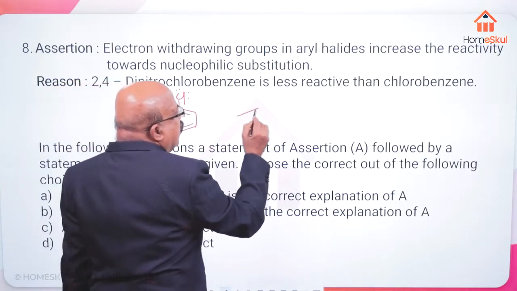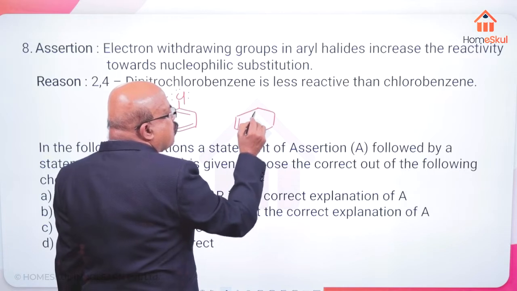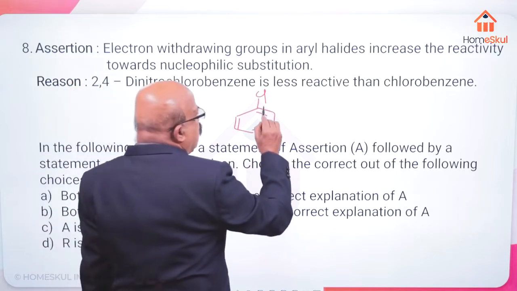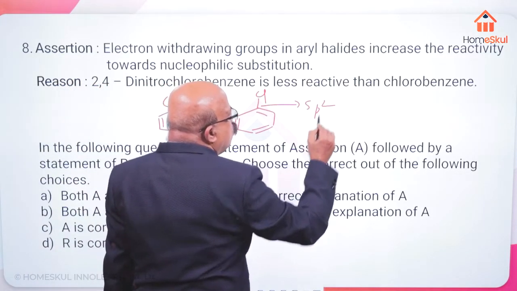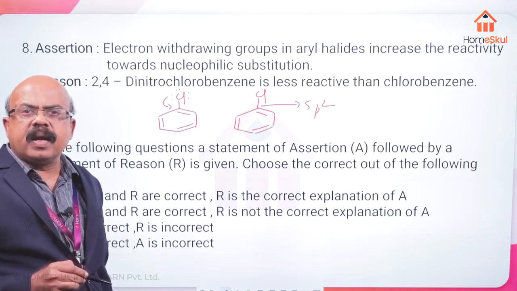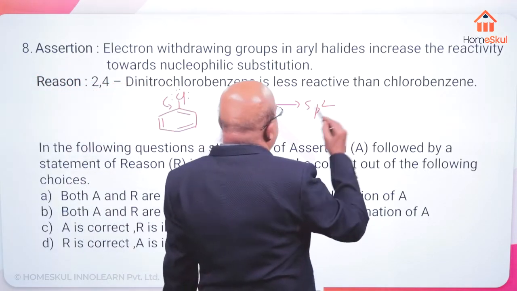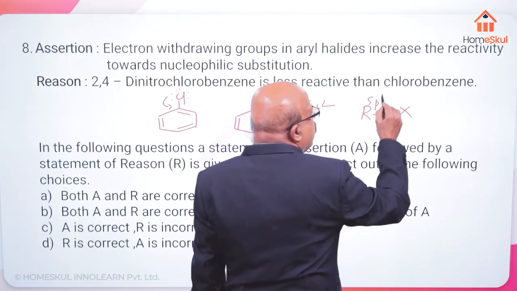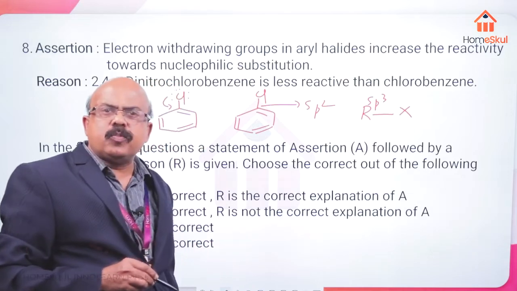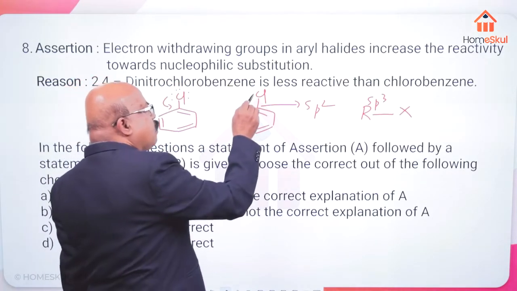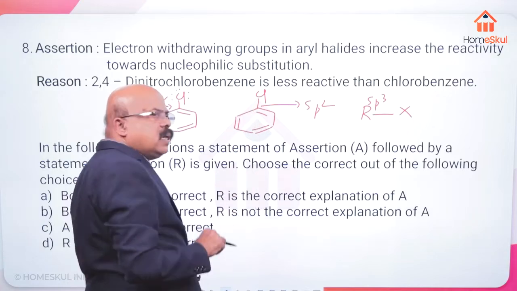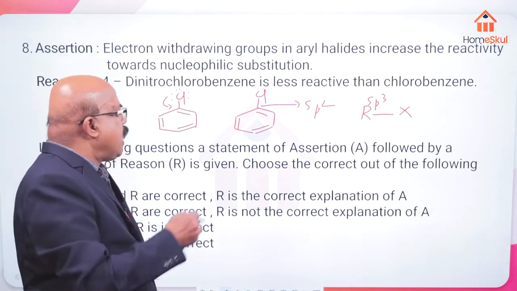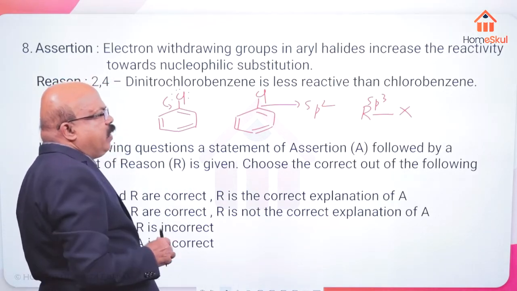Second one, in haloarenes, the halogenated carbon is sp2 hybridized. An sp2 hybrid carbon is more electronegative than in alkyl halide, where the halogenated carbon is sp3 hybridized. Due to sp2 hybridized nature, this carbon halogen bond becomes shorter. It is very difficult to cleave a shorter bond than a longer bond. So that bond cleavage becomes very difficult.